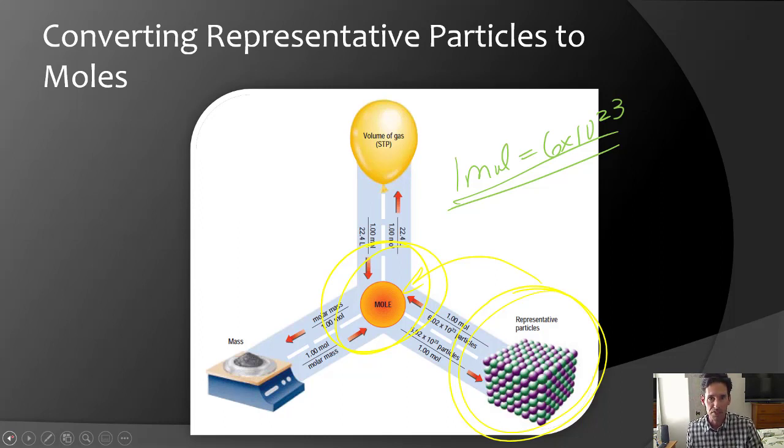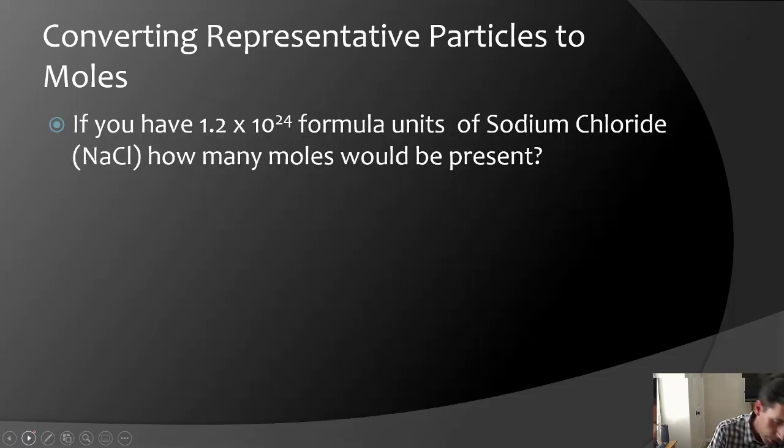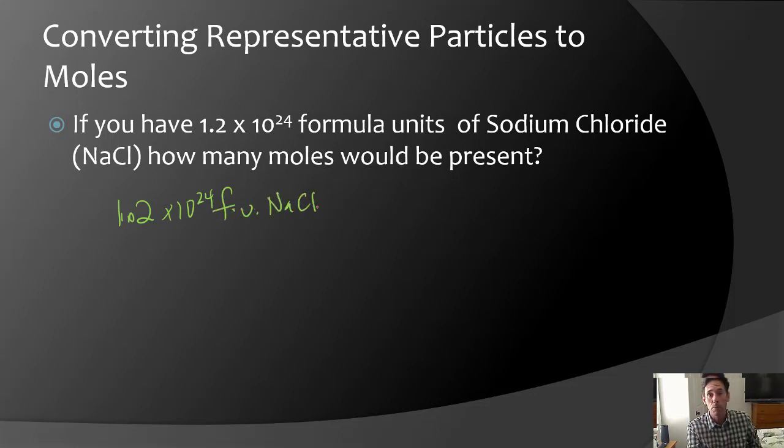We're doing the opposite. Similar setup, just the opposite direction. So we're going to start with what was given, which is 1.2 times 10 to the 24th formula units of NaCl. Now, why is it a formula unit again? Because sodium chloride is an ionic compound, and that's what a formula unit is. If this had been nonmetals bonded together, we would call it a molecule. If this was just sodium as it is, it would be an atom. If this was Cl negative, we would call this an ion. But this is sodium chloride, so we call it a formula unit.